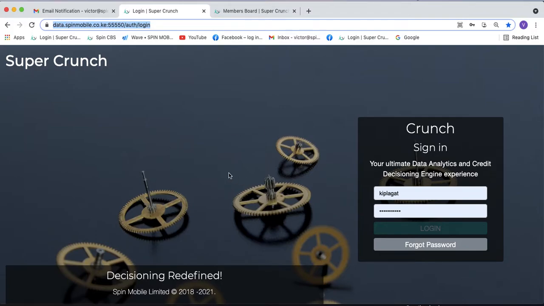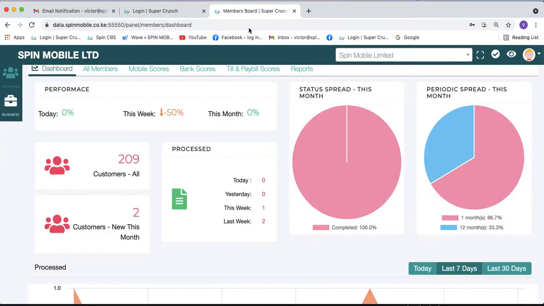This is the login page. It's a web-based tool. So, institutions, so long as you have the login credentials and good internet connectivity, you can log in so long as you have been created as a user. We go straight to the dashboard.